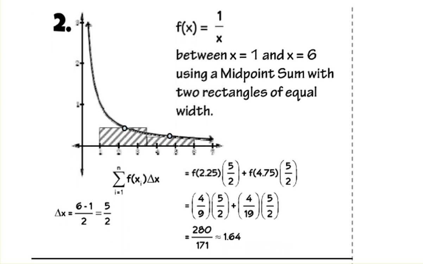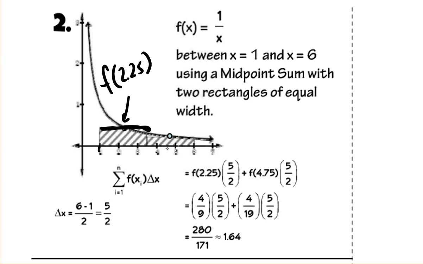Okay, so notice, I'm going to do this one a little bit faster, but it's still two rectangles, length times width plus length times width. It's still 1 to 6, same function. So the width of each of these rectangles is still 2.5. But now the height of the rectangle is from the middle. So between 1 and 3.5, the middle of that would be 2.25. So the midpoint determines the height of that rectangle: the y value when x is 2.25.